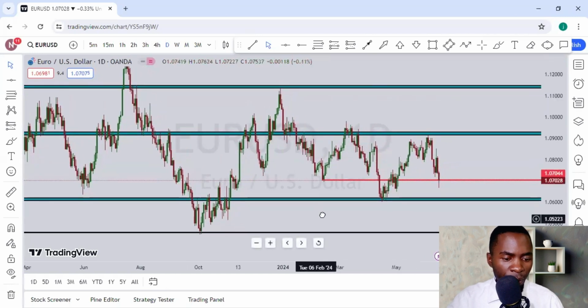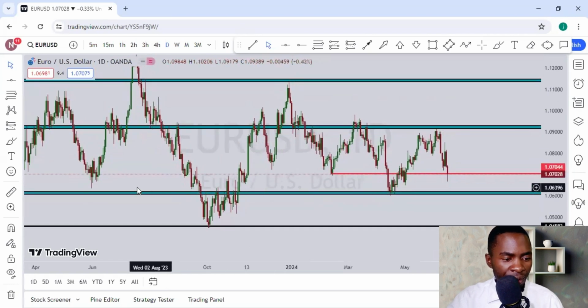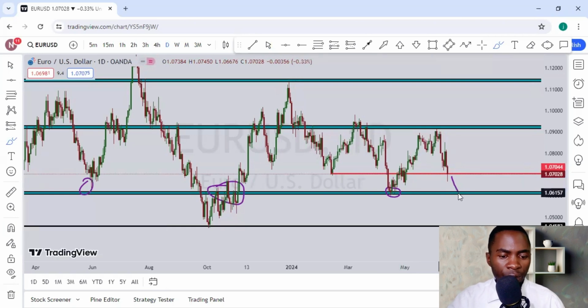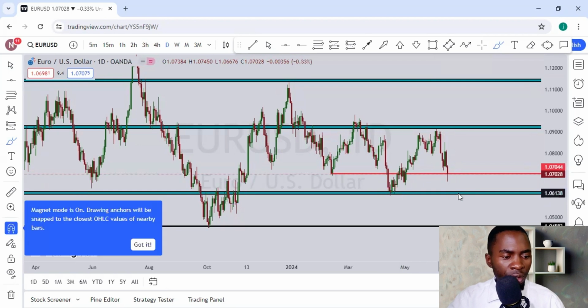If you look from the bottom here, the market has respected this zone a couple of times. The market has respected this zone around here. The first time, you can see there's some consolidation around here, and this place also. And the market has respected here as well. So I'm expecting the market to also come and react around this zone.